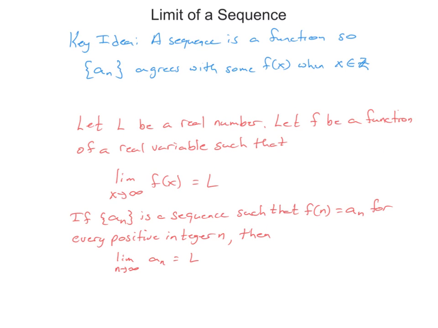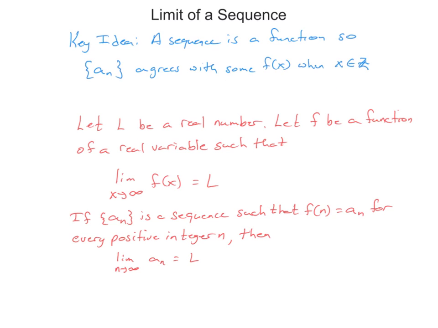Now, one of the things that we're going to be looking at, and it's going to come into play throughout this chapter, is the idea of the limit of a sequence. The key idea here is that a sequence is a function, so the sequence a sub n will agree with some function f of x when x is an element of the integers. That Z represents the integers. So when x is an element of the integers, the sequence and the function would actually agree. That's the key idea.